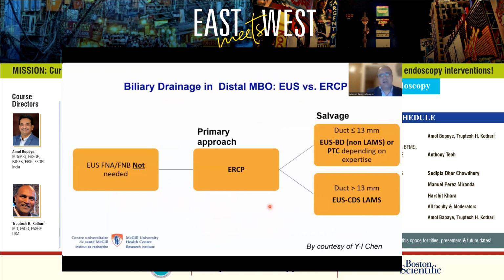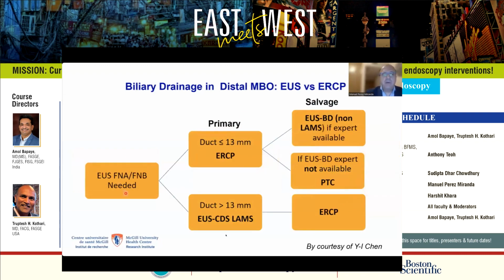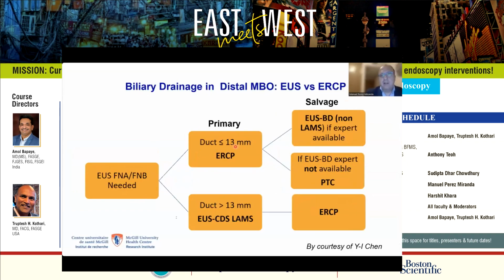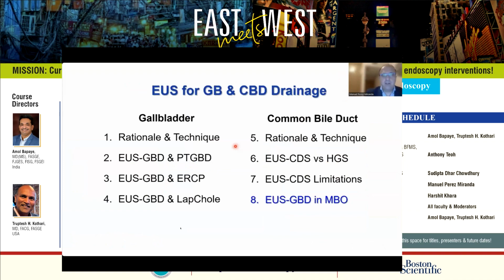So how to integrate these discrepant findings into practice? Maybe if the patient does not need FNA, ERCP can be considered the primary drainage approach, with EUS-GBD reserved for failed cases, with LAMS if the duct is dilated, or with SEMS if not. If the patient requires FNA, then maybe CDS with LAMS can be chosen as primary drainage if the duct is dilated, and the opposite is true for ERCP.